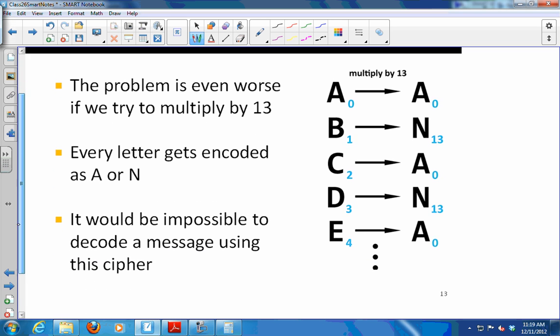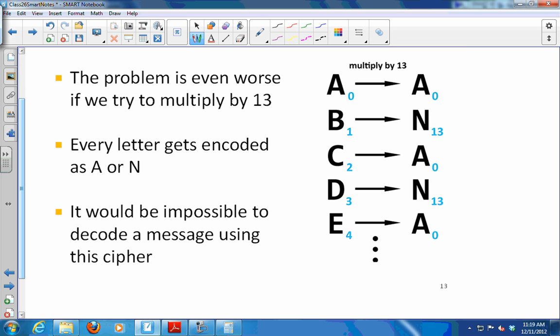And the problem's even worse if you try multiplication by 13. If you multiply every letter of the alphabet by 13, every letter will get encoded as either A or N. So your whole message will just be A's and N's, and there'll be no way to figure out how to get back, how to decode it.